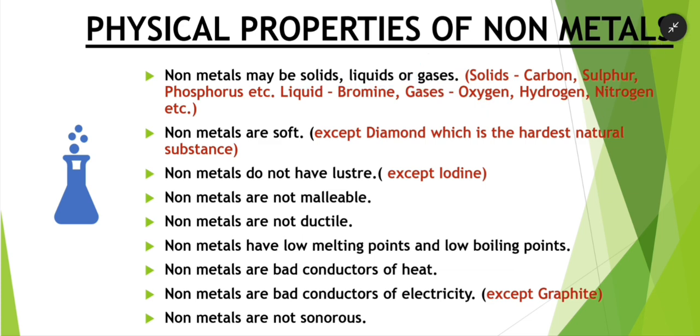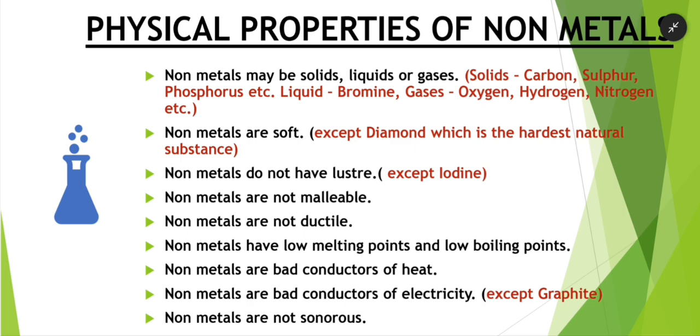And the solids are carbon, sulfur, phosphorus, etc. Only one non-metal exists in the liquid form, which is bromine. Bromine is the non-metal which exists in the liquid form.